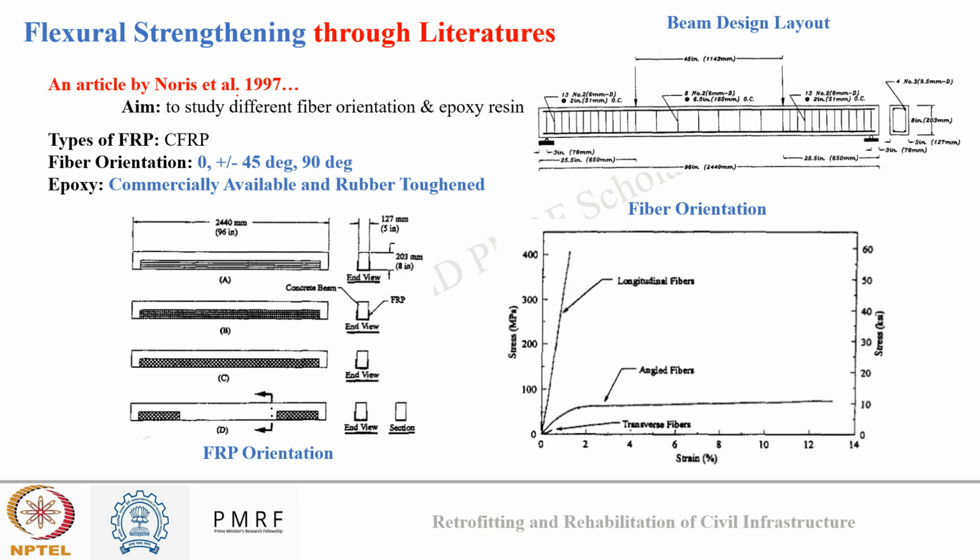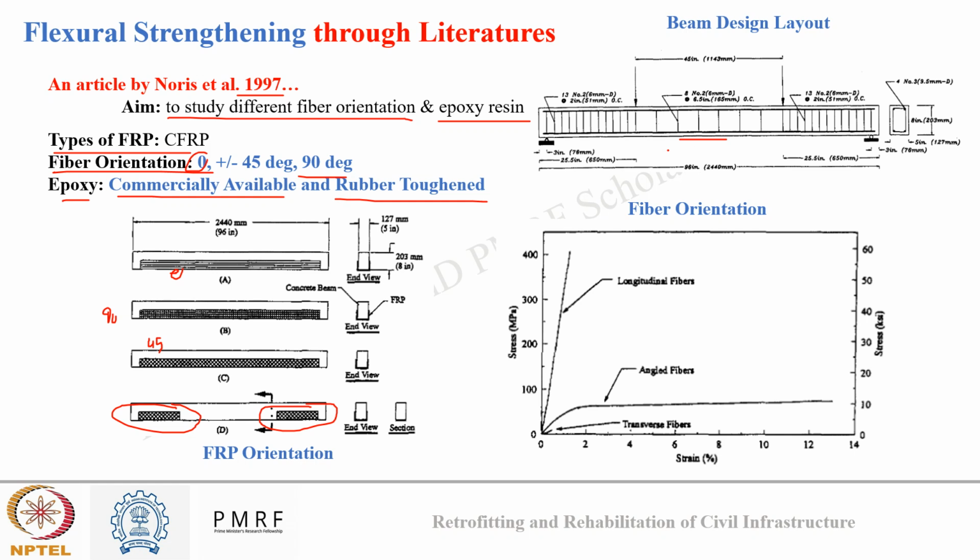Once again, this article was published in 1997, and they aimed to study different orientations of fiber and epoxy resin. What they did was choose CFRP fiber and change the orientation of the fiber to 0 degree, 45 degree and 90 degree, and they used two epoxies, a commercially available one and a rubber toughened epoxy. In this image you can see the orientations of FRP: this is 0 degree, this is 90 degree, and this is 45 degree. These are just near the ends where I apply my FRP sheets.